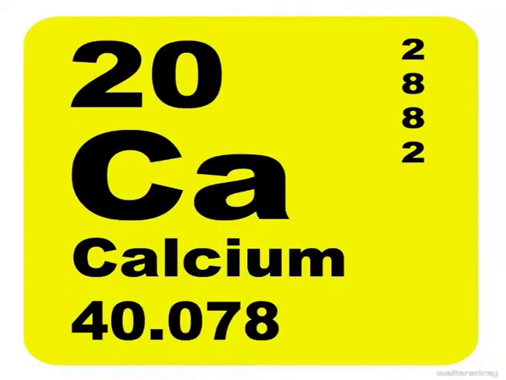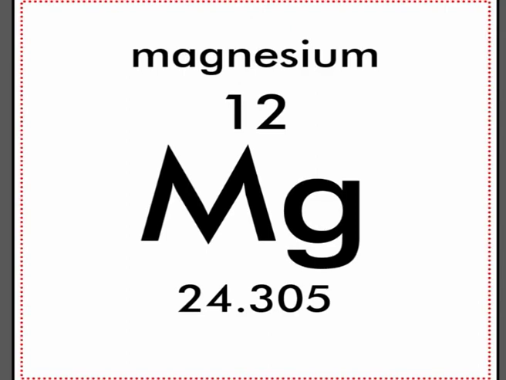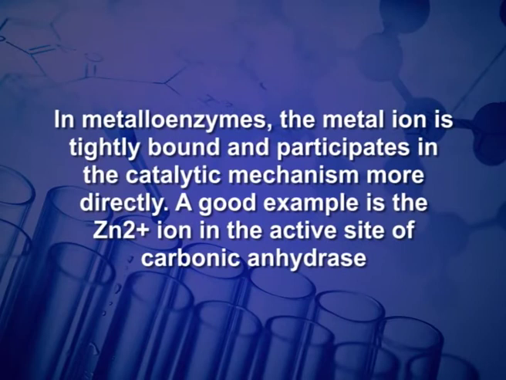Many enzymes require metal cations for activity. Metal activated enzymes require or are stimulated by cations such as potassium, that is K+, calcium, that is Ca2+, or magnesium, that is Mg2+. Often the metal ion is not tightly bound and may even be carried into the active site attached to the substrate, as occurs in the case of kinases, whose actual substrate is the magnesium ATP complex. In metalloenzymes, the metal ion is tightly bound and participates in the catalytic mechanism more directly.